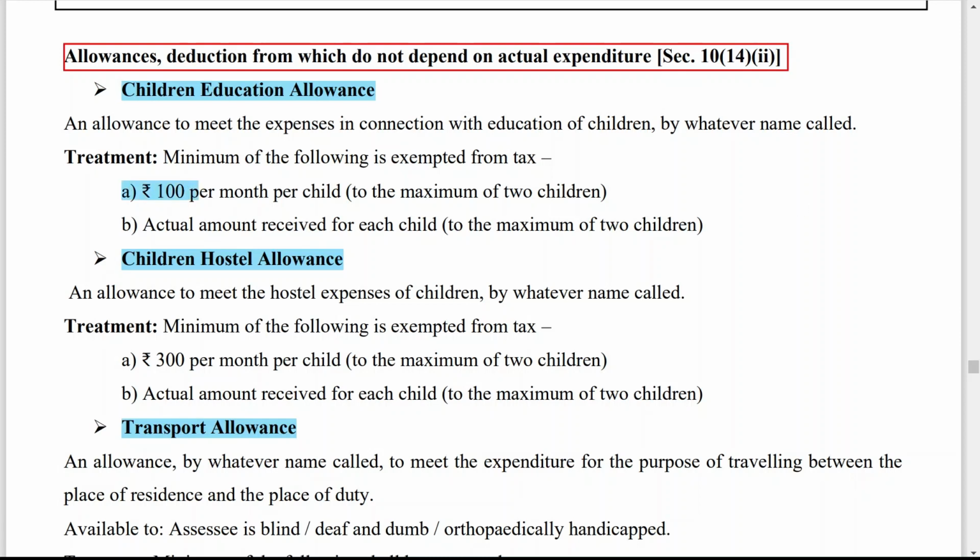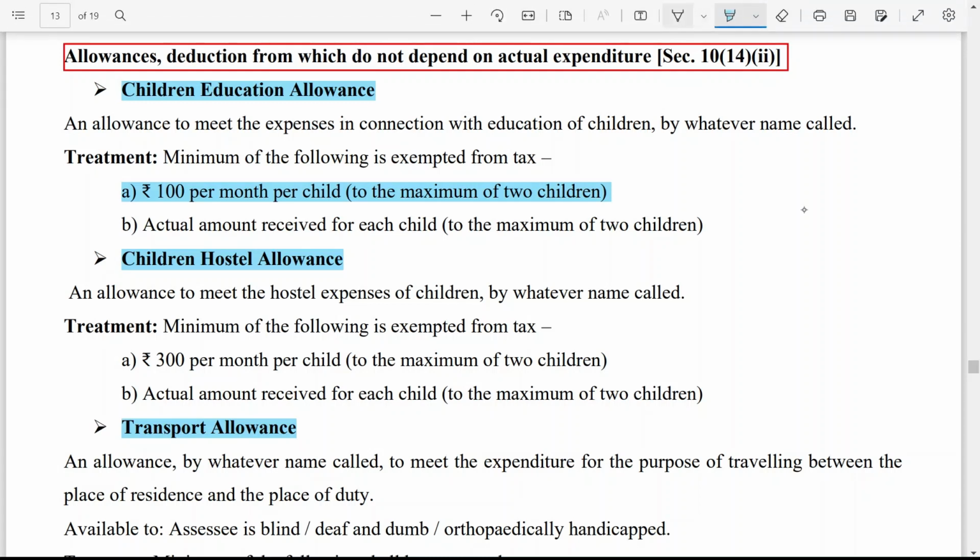First one is 100 per month per child to the maximum of two children. That means this is a fixed maximum deduction of 100 he will get per child. If a person has two children, he will get 100 plus 100, that means 200. But if he has three children, then also in that case he is going to receive only 200, because he will get the exemption for a maximum of two children. Now here you have to remember, this is also important for MCQ purposes, what maximum amount of deduction he will get in case of children education allowance. So 100 rupees per month per child, maximum of two children.